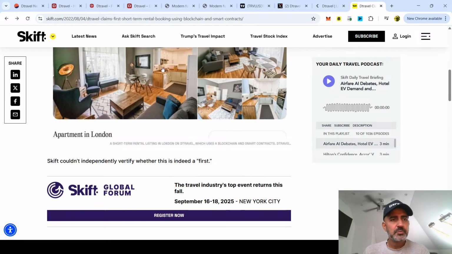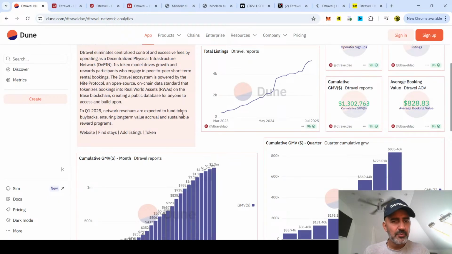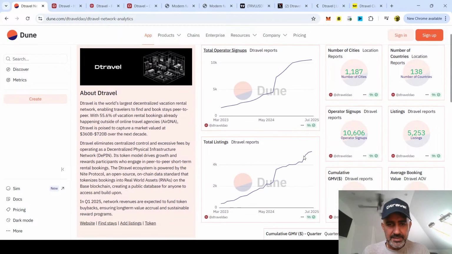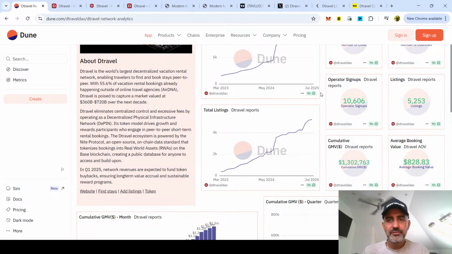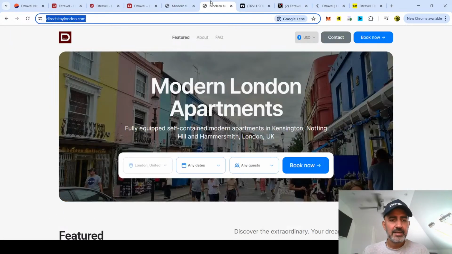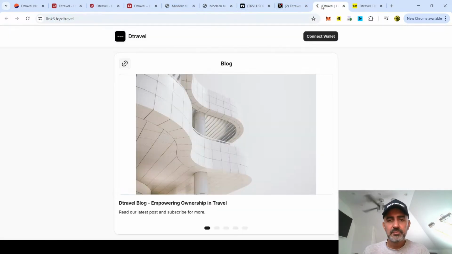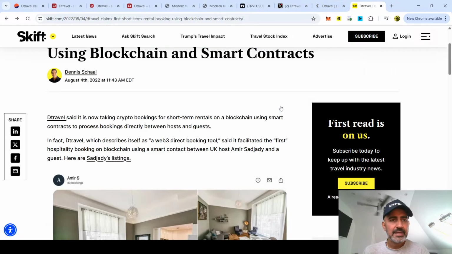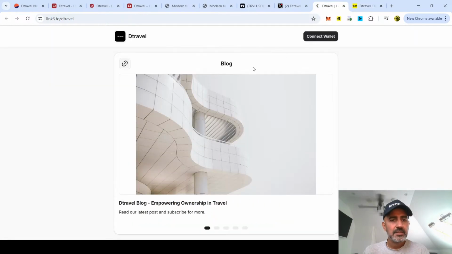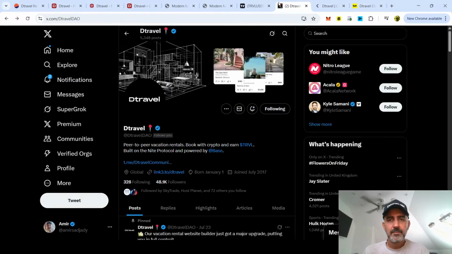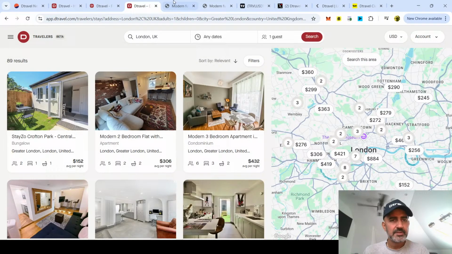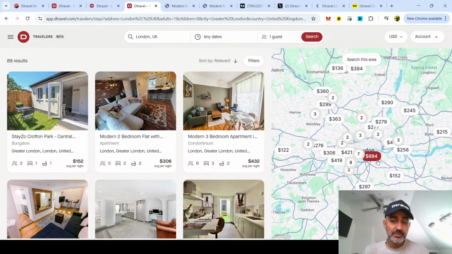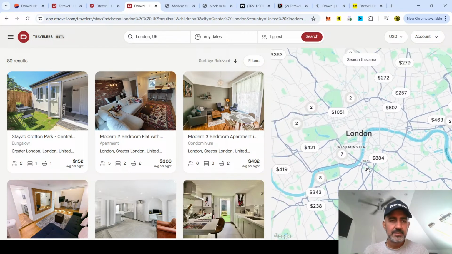So yeah, I was the first, and if you compare it to where we're at now, we're now at 5,253 listings. I was the first, or maybe one of the first in London. What was that site again? There it is. This is London. Look at London now. Look how populated London is now. And remember, this is still the beginning.